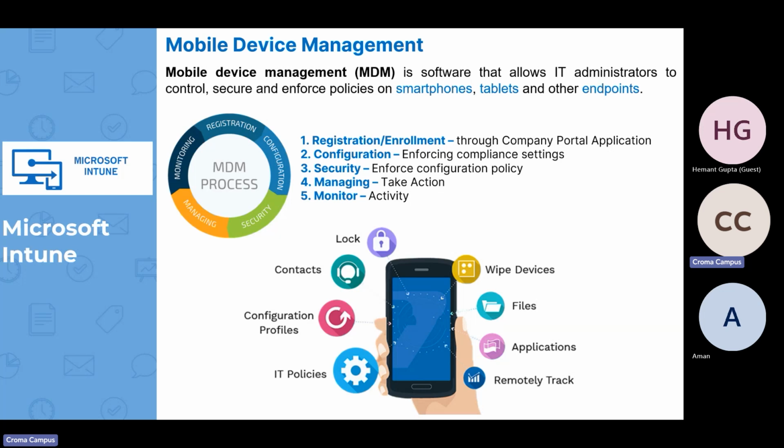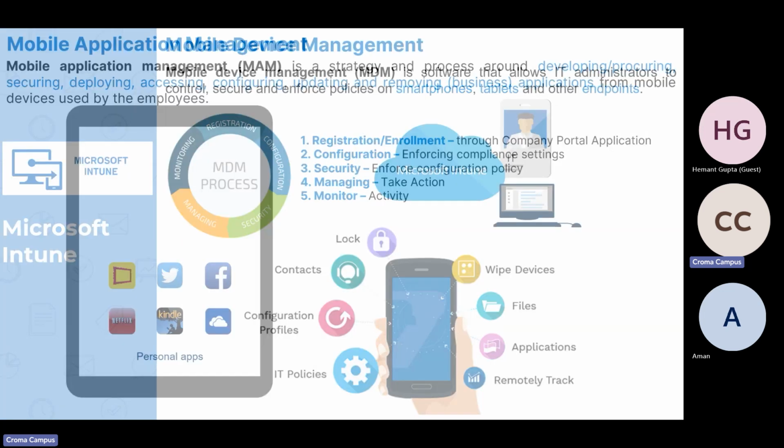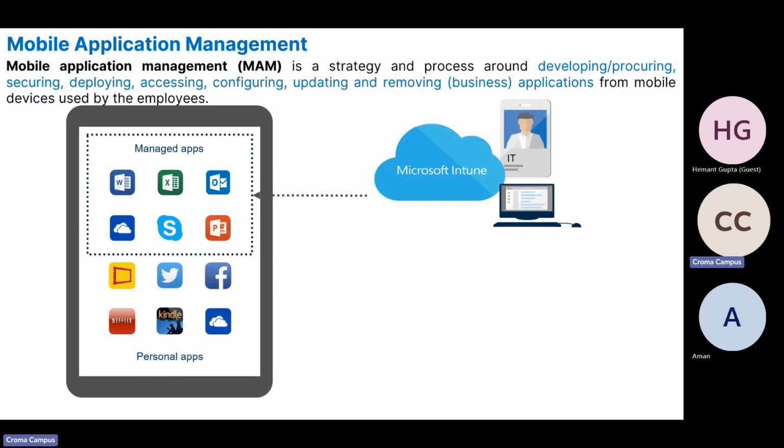Okay, let's move to the next. In the MAM context, like I said, it's also separate. It's a strategy and process for developing and procuring applications, right? Sometimes we develop our application, sometimes we procure it. And then securing the application, deploying, accessing, configuring, updating, and removing. So there are so many things in application management.